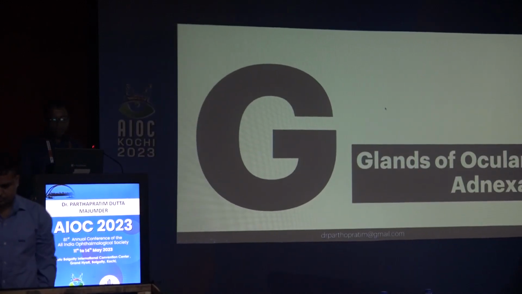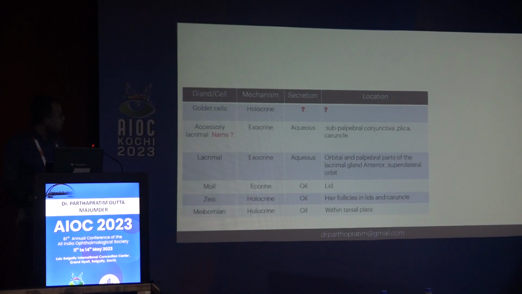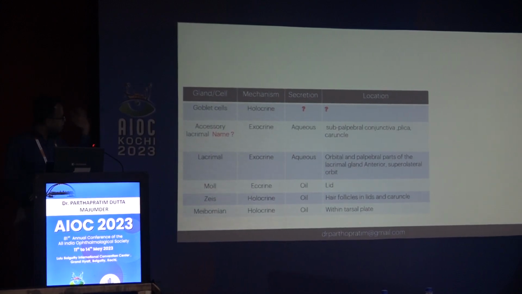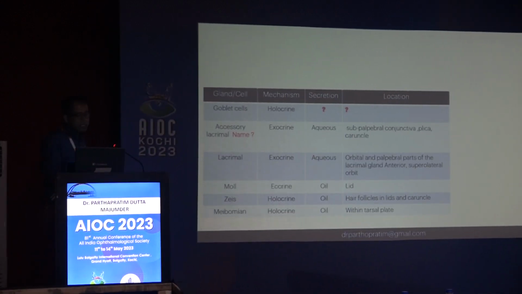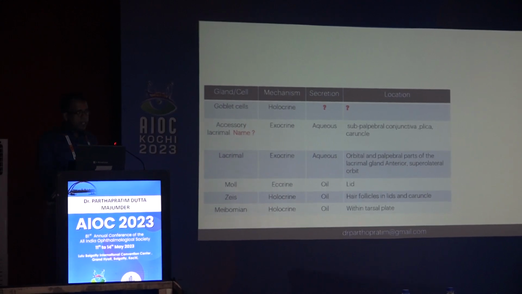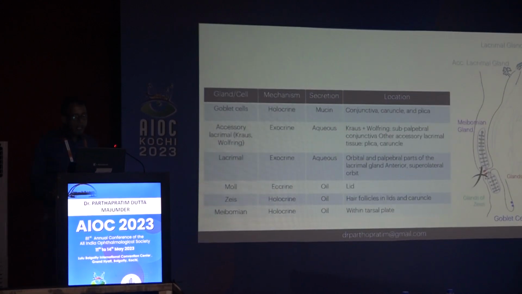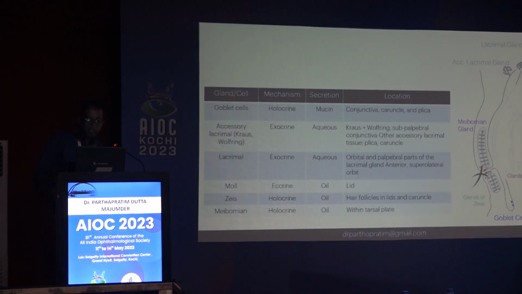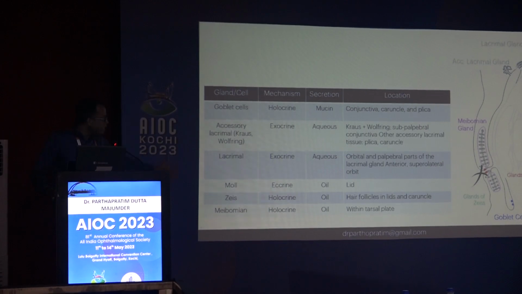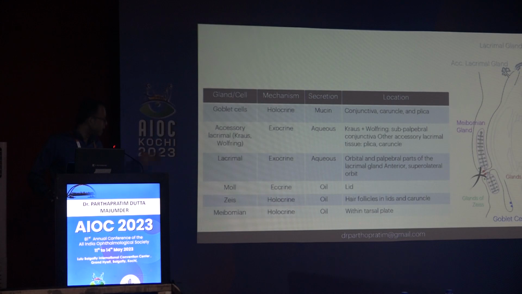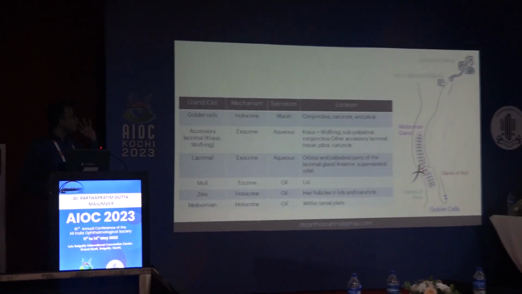Now coming to the glands of the ocular surface. Can you tell me what is the secretory material of the goblet cells? Any one of you? And can you name any accessory lacrimal glands? Okay, so the goblet cells secrete mucins, and the accessory glands are the Krause and the Wolfring glands. So these are the various secretory glands we have in our eyes, the Moll and Zeis glands. You also have to remember the mechanism of secretion, like which gland is holocrine and which gland is exocrine. This is very important, as is the nature of the secretion.